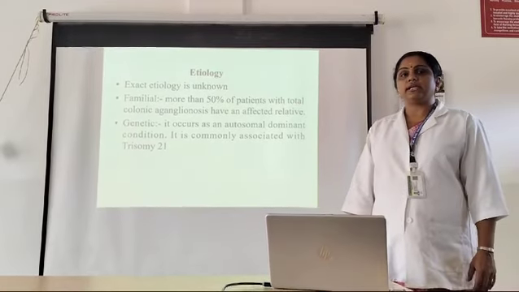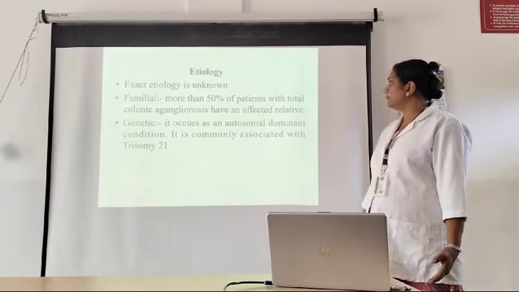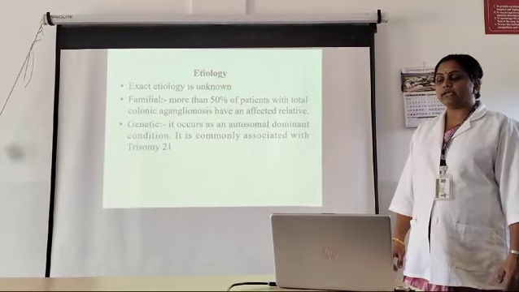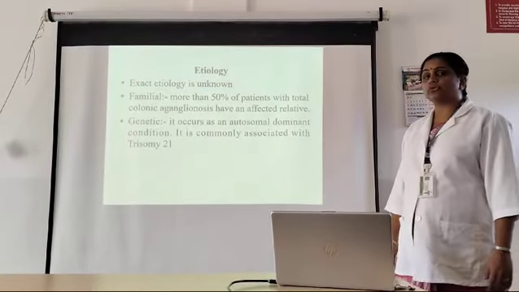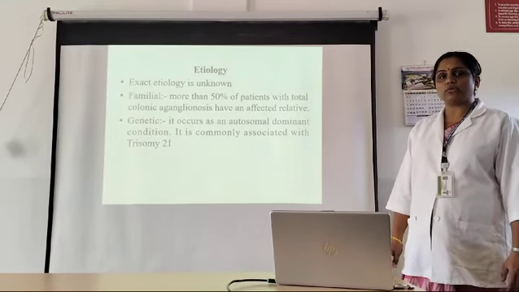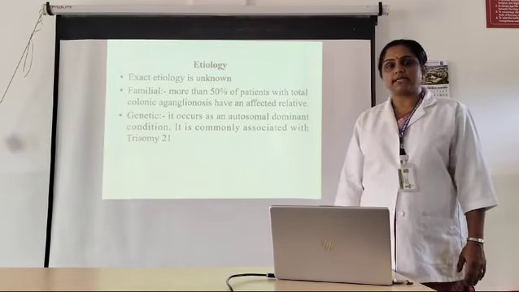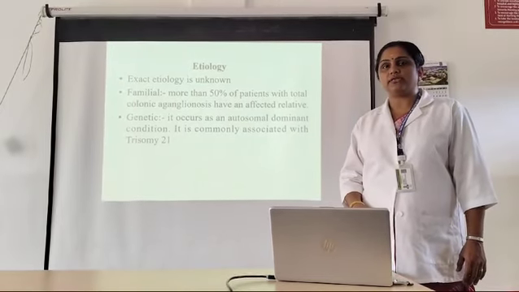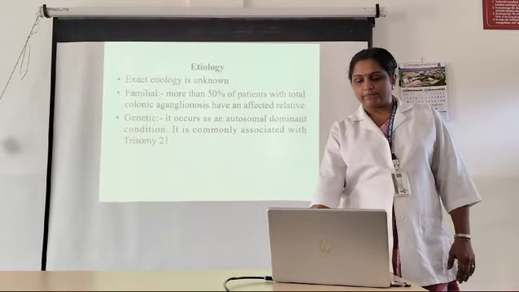Etiology. The exact etiology is unknown, and it is familial in more than 50% of patients; with total colonic aganglionosis, they are affected. Relative and genetic factors are also there. It's an autosomal dominant condition and commonly associated with Down syndrome or trisomy 21. The exact etiology is unknown, but it occurs due to any type of familial history the patient is having or any type of genetic disorder.